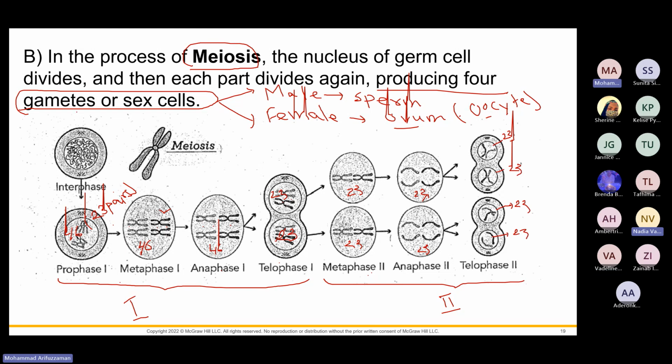So what is the end product of meiosis? What is the final product of meiosis? It produces how many cells? Four. 4 cells. And what about the chromosome number? The chromosome number is half of 46, that is 23. Initially it was 46, but after completing meiosis, it is half, 23. But in mitosis, the chromosome number remains the same, that is 46.